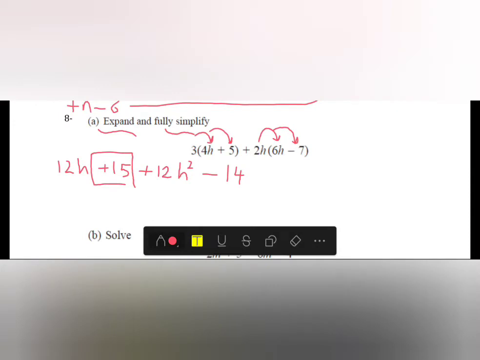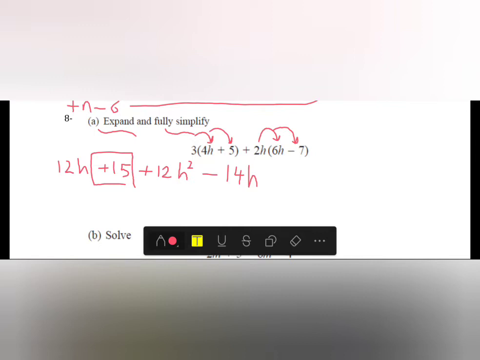And then h, we put it next to 14, right here. Now, we're going to do what? We finished the expanding part. Now we're going to simplify. So simplifying means what? It means we add all the ones which are the same. So all like terms, we're going to add them together.